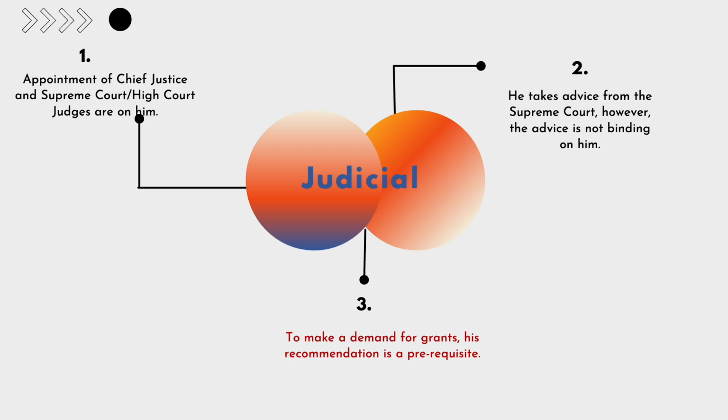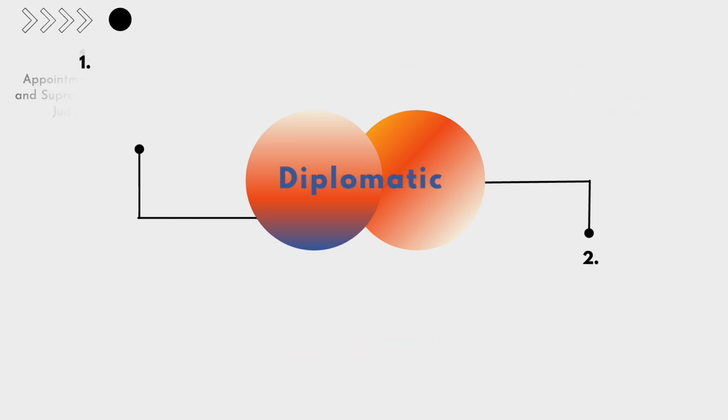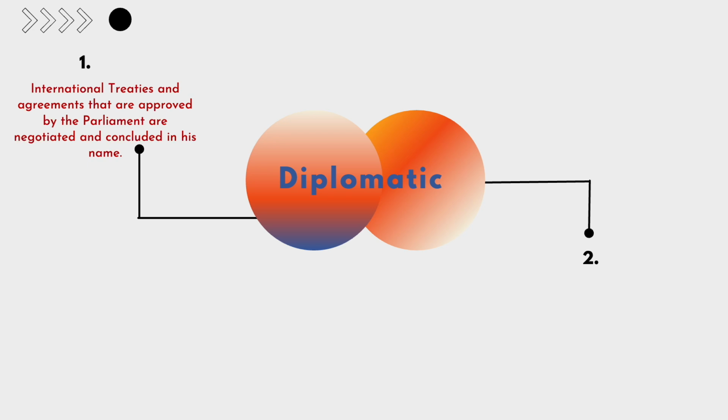Under Article 72, the President has the pardoning power, meaning the power to grant pardon against punishment for an offence against the Union law, punishment by a martial court or death sentence. Fifth, we come on to the diplomatic powers of the President. All the international treaties and agreements which are approved by the Parliament are negotiated and concluded under the name of the President. And in the international forums on affairs, he or she is a representative of India.